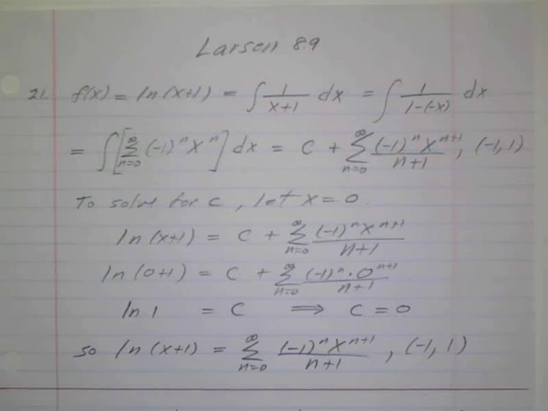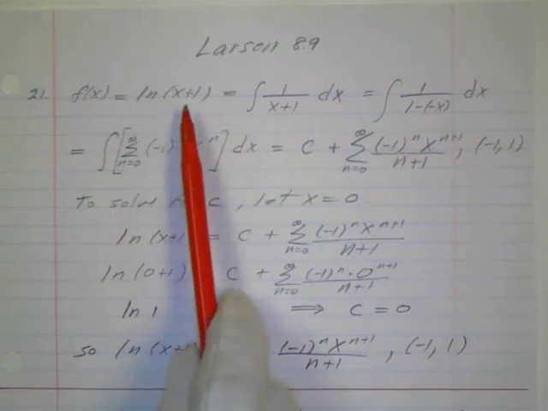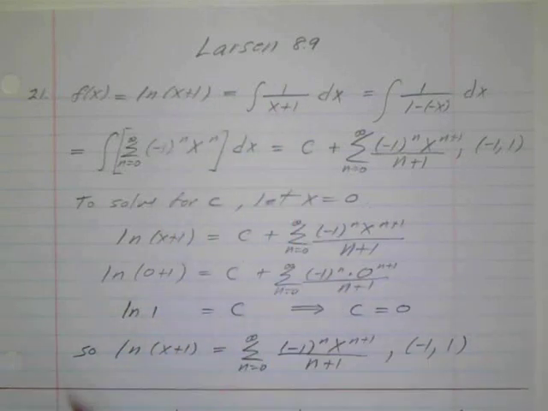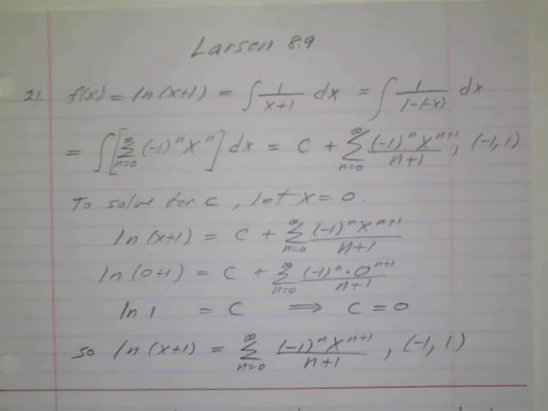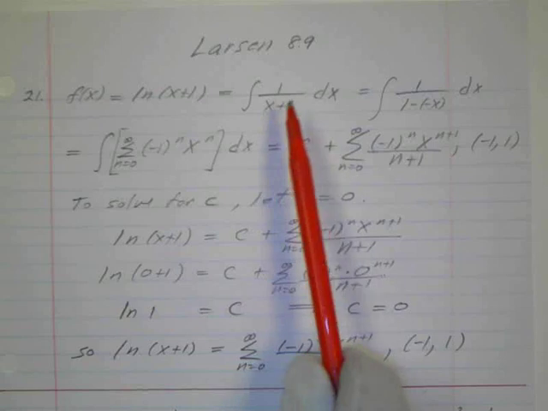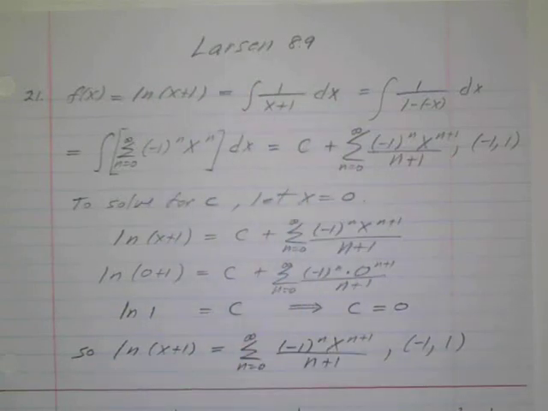Here's number 21 from the Larsen 8.9 worksheet, and they actually give you this: f of x, which equals the natural log of x plus 1, telling you that this is actually equal to the integral of 1 over x plus 1. So why would we want to know that? Well, we actually could find that by taking the derivative of this and working backwards. So it's easy if you're looking for this. This is how you could come up with something like that. Just take the derivative, and then we know that this is going to be equal to the antiderivative of its derivative.